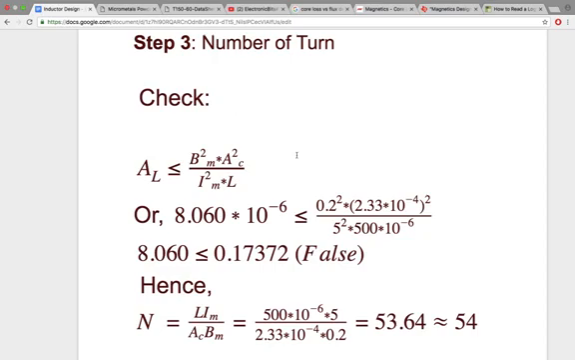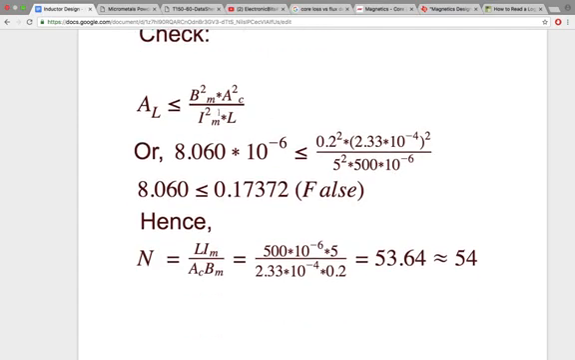So you check this inequality. We already know all the values. Bm is 0.2 and we got the cross-sectional area, Im we know, and the inductance value we know. After putting in these numbers, we see that this AL value has to be less than this. But this is actually much greater than the one we want. So this is completely false.